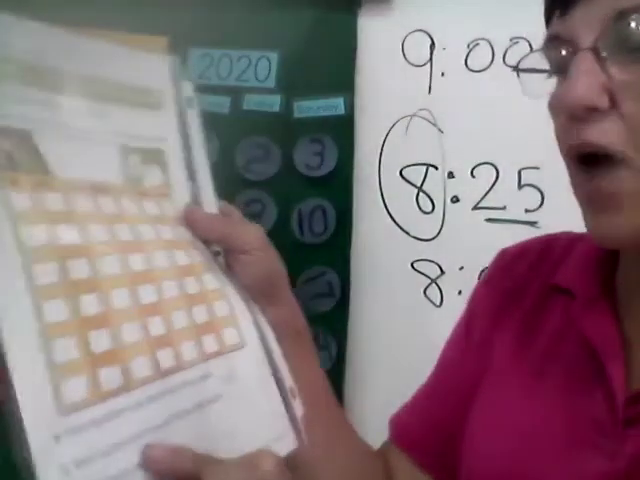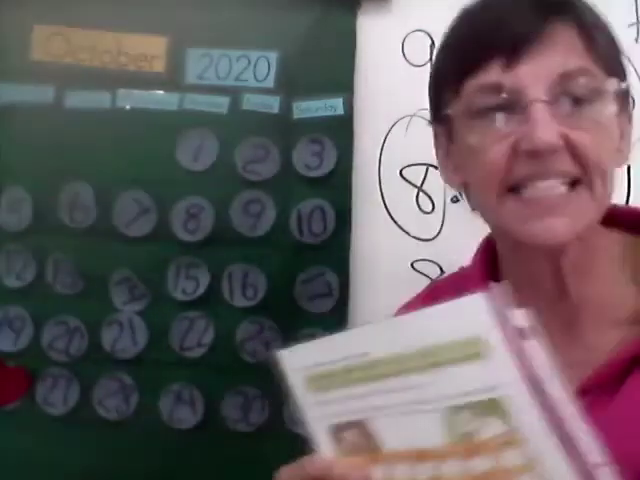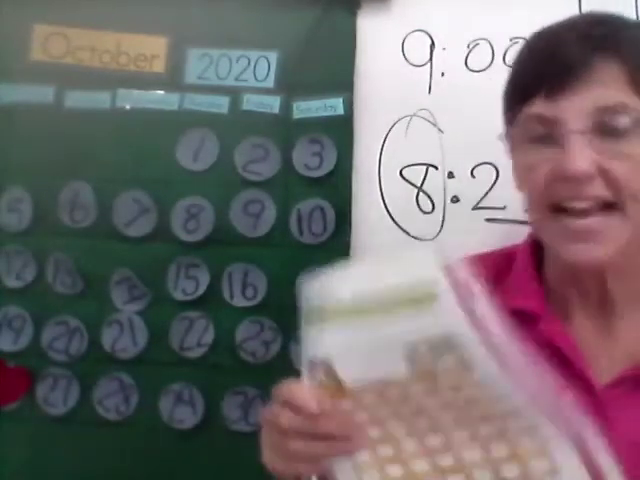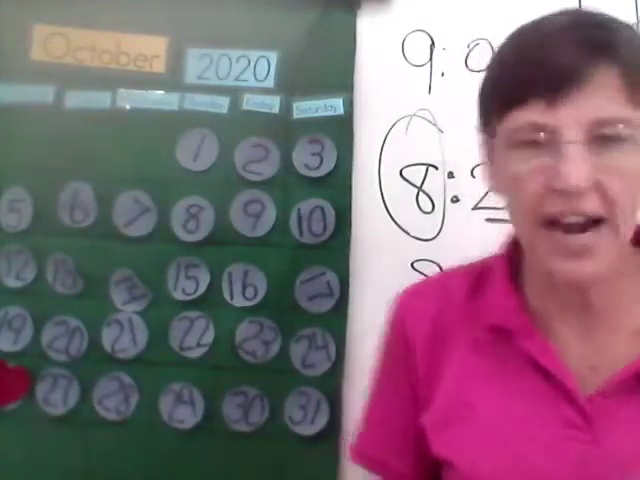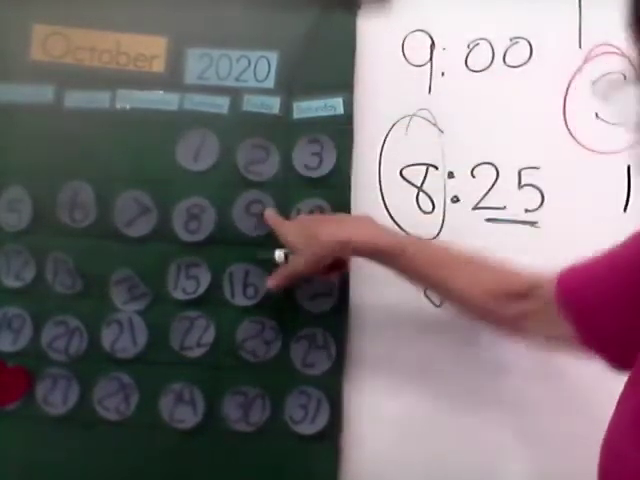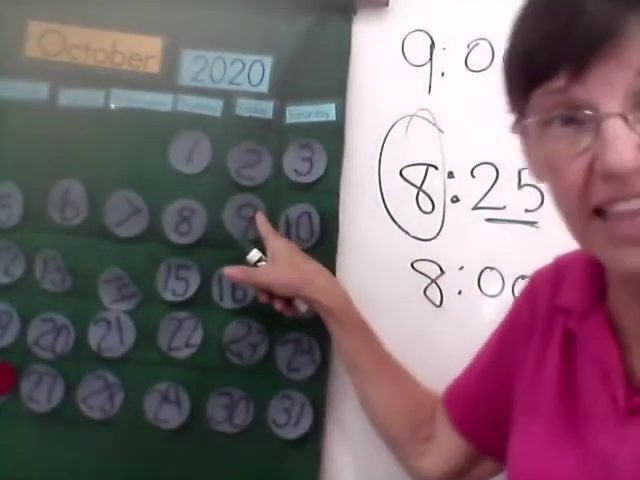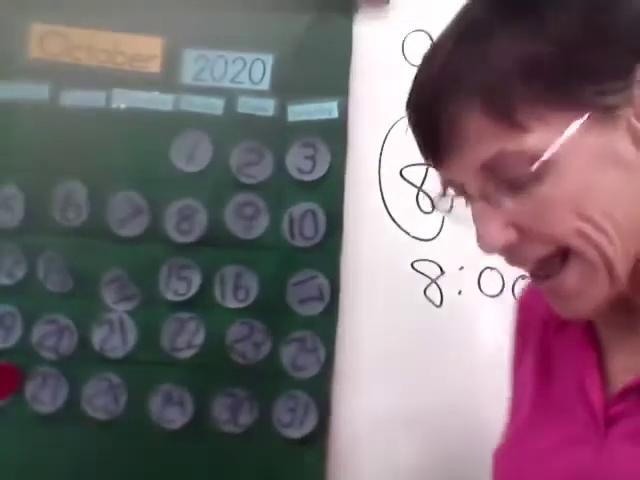It says, write the date for the second Friday. Okay, here's Friday, the first Friday. Which one is the second Friday? Second Friday. What number did you get for second Friday? Okay, second Friday, first Friday, second Friday. Did you get a 9 there? I hope so. If you didn't, okay.